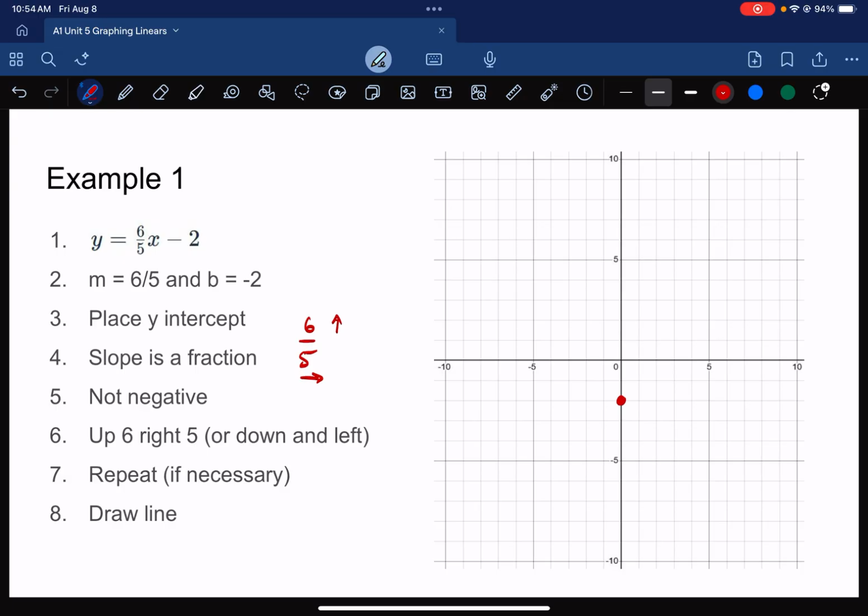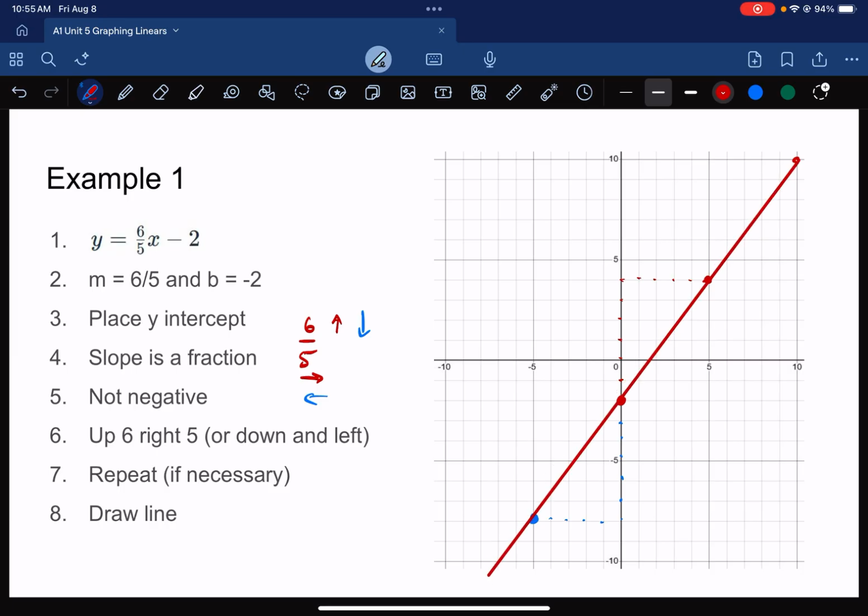So from my y-intercept, I'm going to count up 1, 2, 3, 4, 5, 6, and over 1 to the right, 5. And then I can do that again if I want. I can count up 6, go over 5 again, I get another dot. Now look what happens if you go in the completely opposite direction. If you went down and left, what would happen? I can count down 1, 2, 3, 4, 5, 6, and left 1, 2, 3, 4, 5, and magically I end up on the same line again, okay?